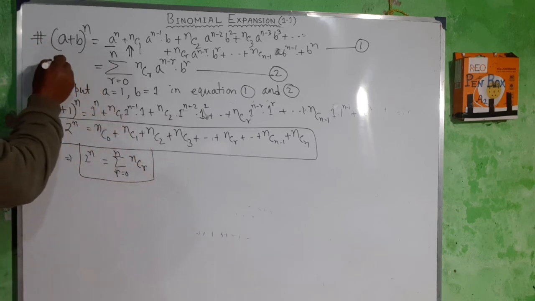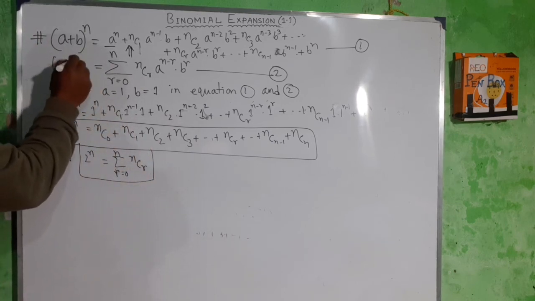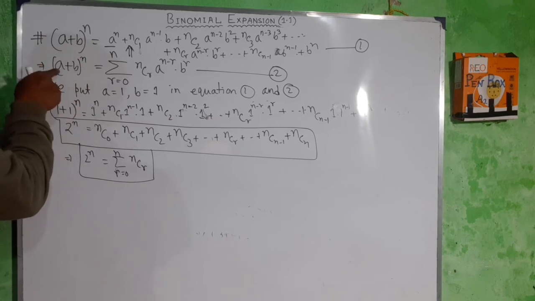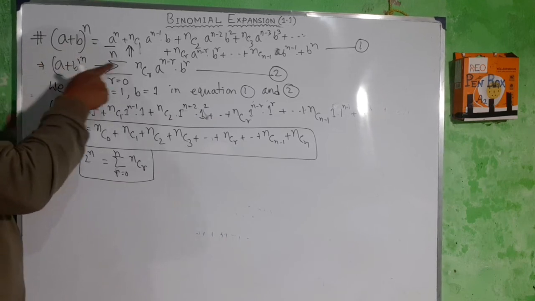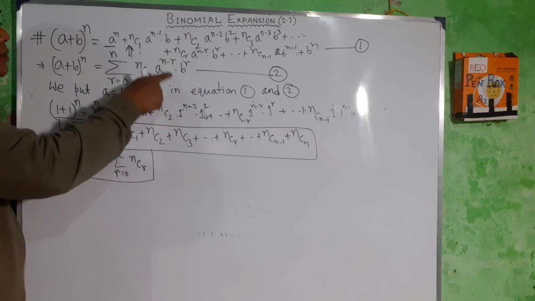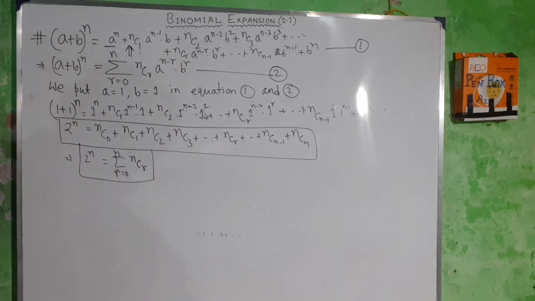Just put down, this is also (a plus b) whole to the power n, and put a equals 1, b equals 1, we will get nCr 1 to the power n minus r into 1 to the power r. So the summation of nCr for r 0 to n equals 2 to the power n. I think it is clear to you.